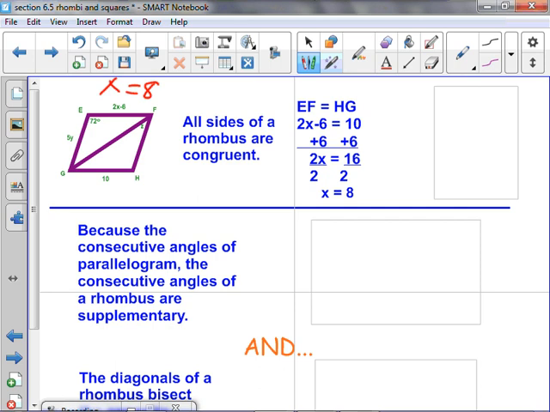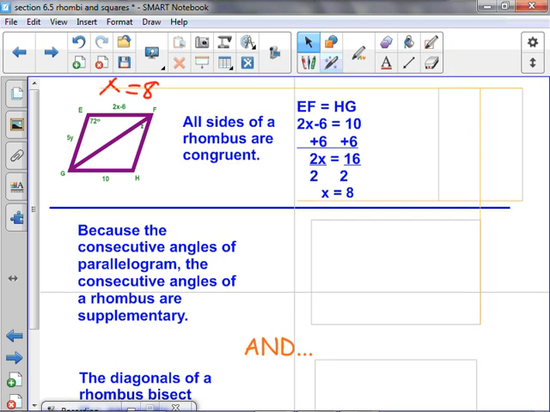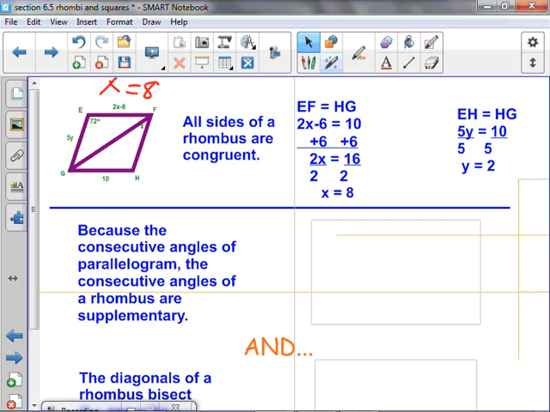The same thing is, because all of the sides have to be congruent, not just opposite sides, we also know that 5y, that is EG, must be the same as GH. So I know that this side right here and this side right here must be the same.